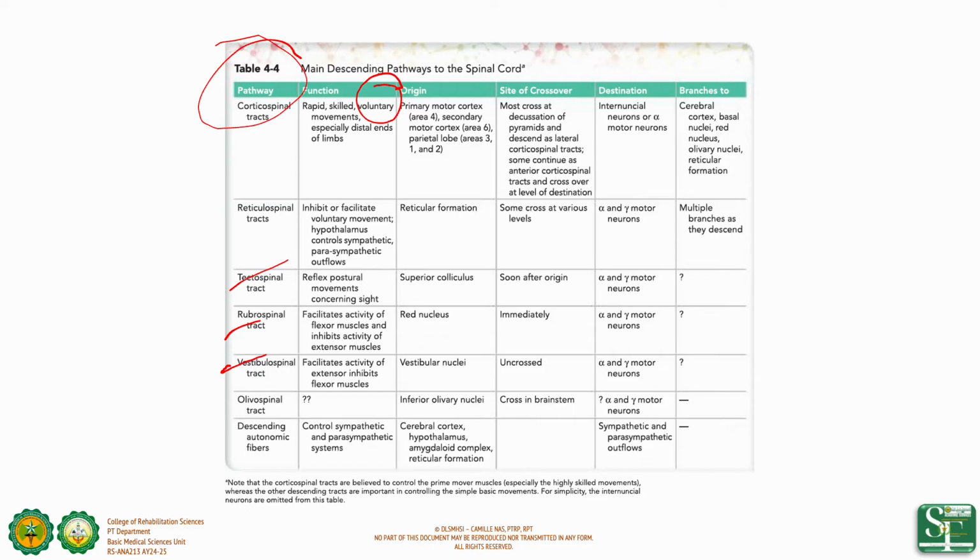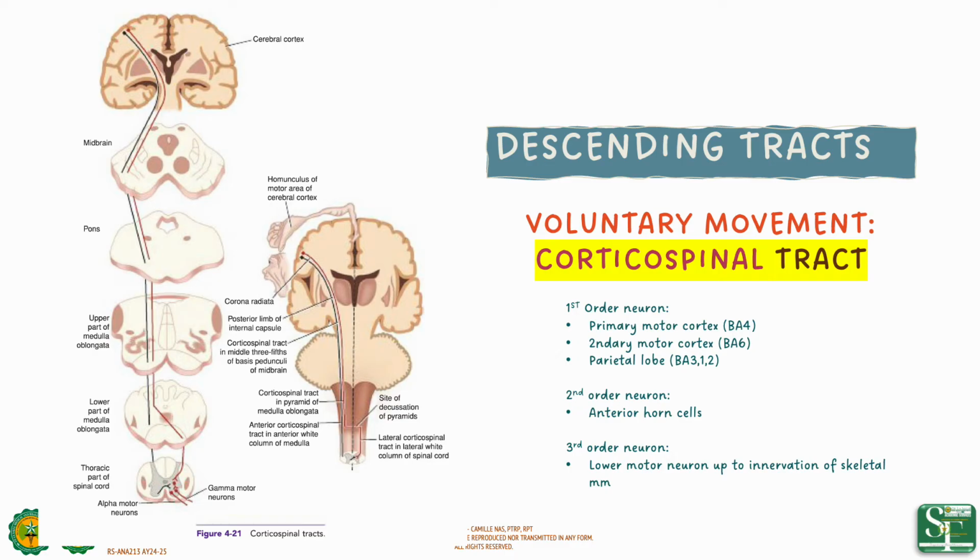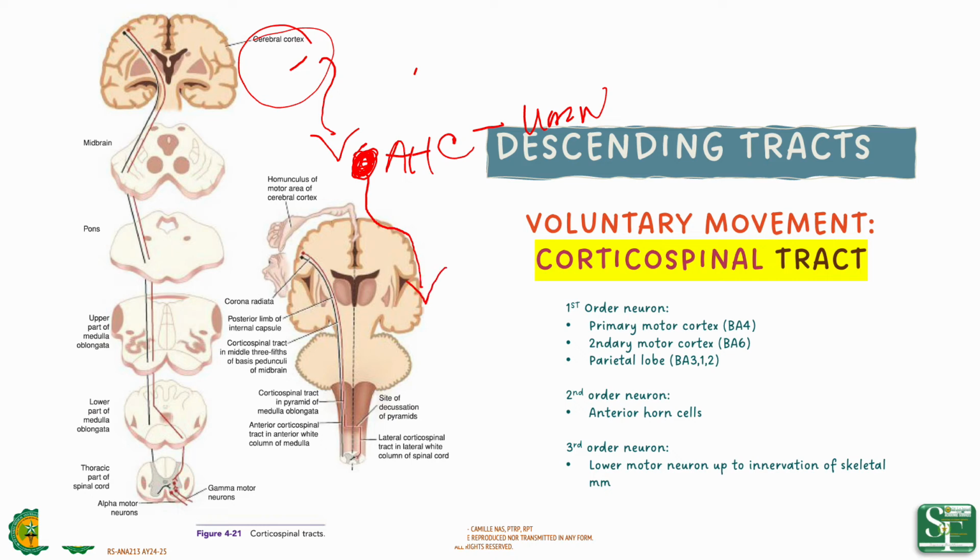But let's focus first with your corticospinal tract. So, this is again responsible for voluntary movement. So, dahil descending, magsa-start tayo sa cerebral cortex. Okay? From the cerebral cortex, pupunta siya ng spinal cord, magsa-synapse kay anterior horn cells. And this is the pathway for the upper motor neuron. No? From the anterior horn cells, bababa na siya papunta doon sa muscle or sa effector organ. And that is your lower motor neuron pathway.